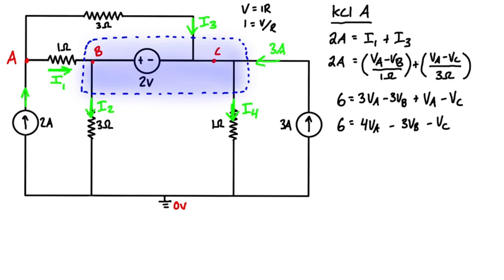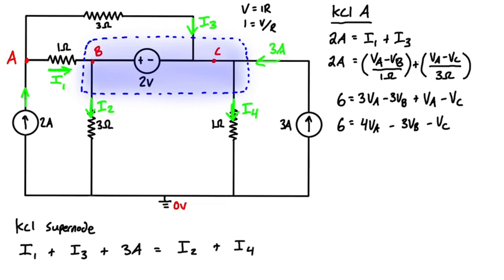We can also come down and write KCL at our supernode. So we're going to have all the currents flowing in equal all the currents flowing out. The currents that come in are I1 plus I3 plus 3 amps over on the right side, and the currents that flow out are I2 and I4. You could move one of these sides over to the other and sum it all to 0.